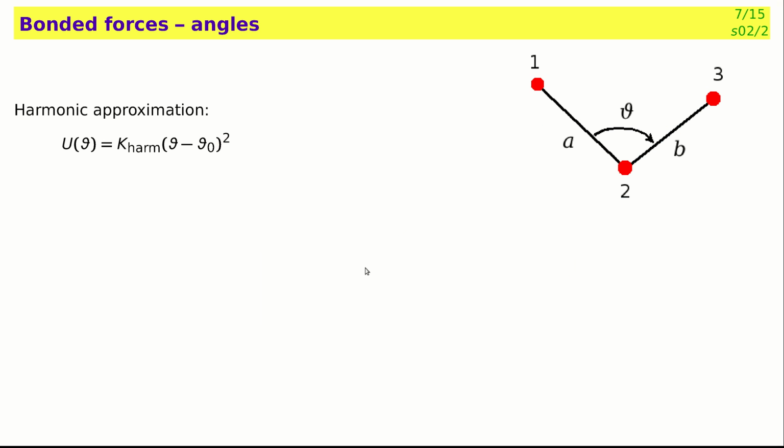The second type of term in a force field are angles. Again, the most common way is to use a harmonic potential. There are other options, but not so important. That is, we have set an equilibrium angle, and this molecule can vibrate in such a way.